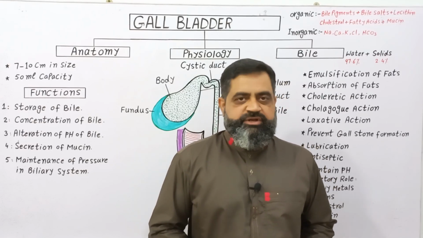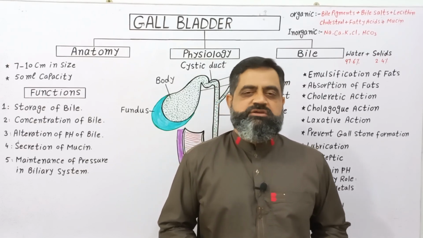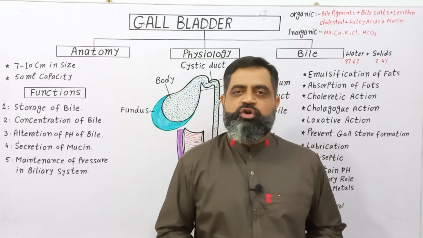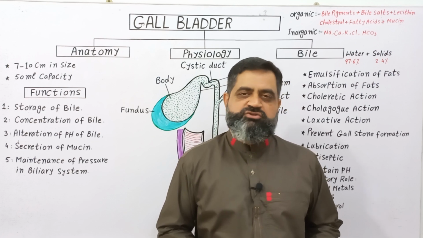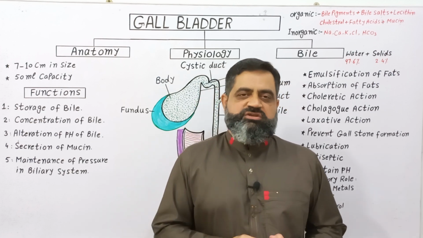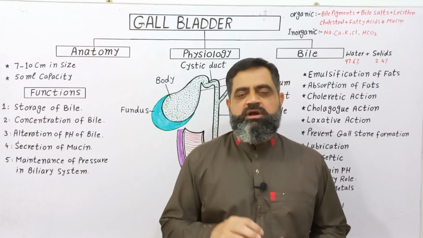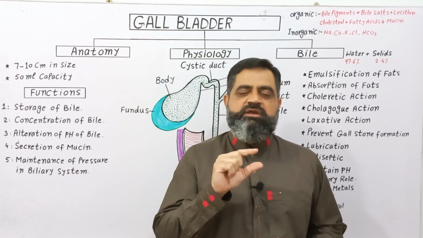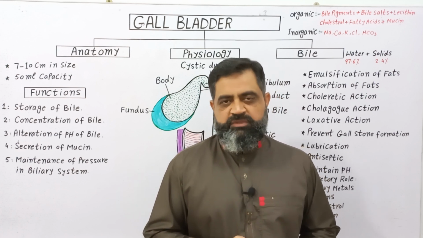Hello to all students. In this video lecture, we are going to discuss the structure and function of the gallbladder. The gallbladder, which is also known as the cholecyst, is a sac-like structure present on the underside of the right lobe of the liver in a shallow depression.